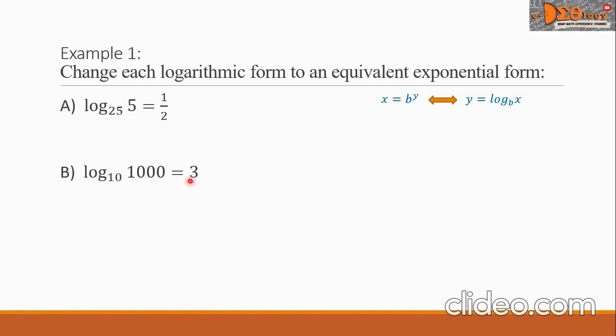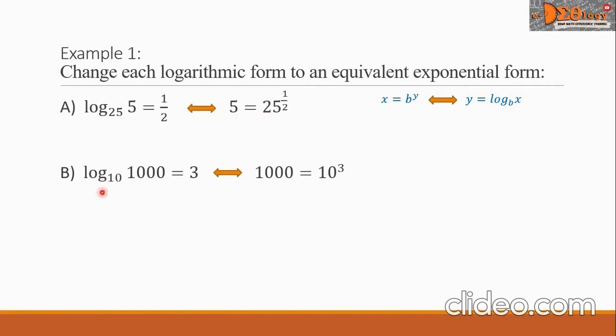So let's start with letter A. This is the equivalent exponential form. Take note, this is log of 5, so we will write here the number 5 equals, the base is 25, so we will use this base as the base of the exponent. And this 1/2 here is exactly the exponent. So we have 5 equals 25 raised to 1/2. This is the answer for letter A. For letter B, the equivalent exponential form is 1000 equals 10 raised to 3.